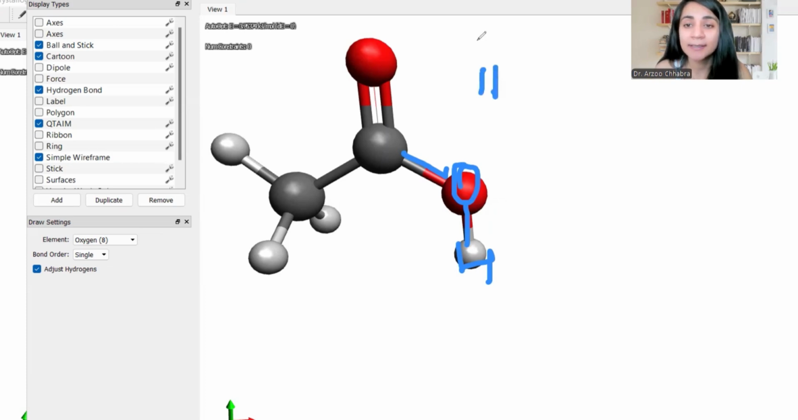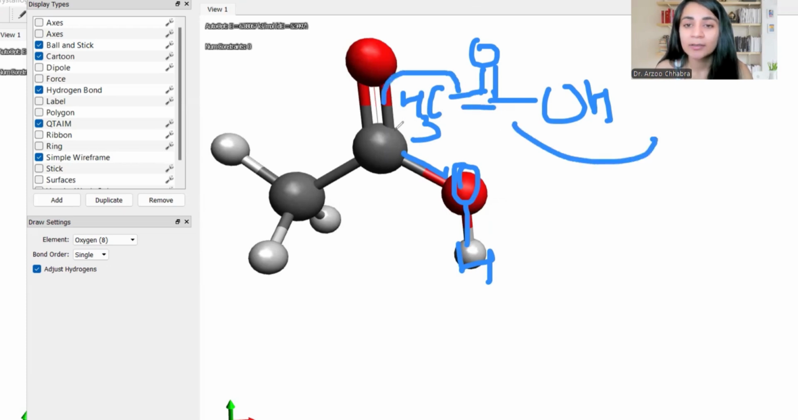So if you have a C double bond O and an OH, right? And on the left, if you have a CH3 group, and on the left side is still a carbon chain like in aldehyde. Again, it doesn't necessarily have to be CH3, but it can be CH2, CH2, CH3, any number of carbons in the chain, that would be called a carboxylic acid, right?